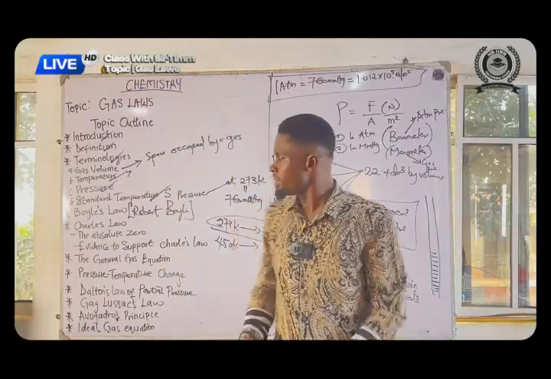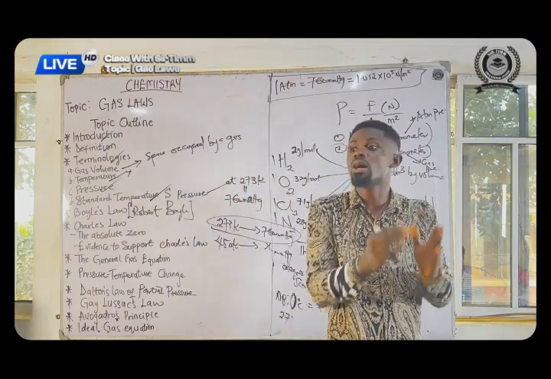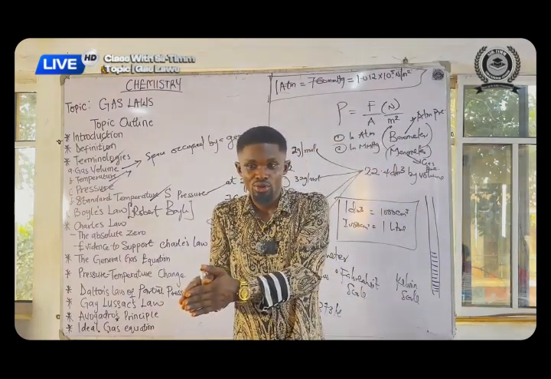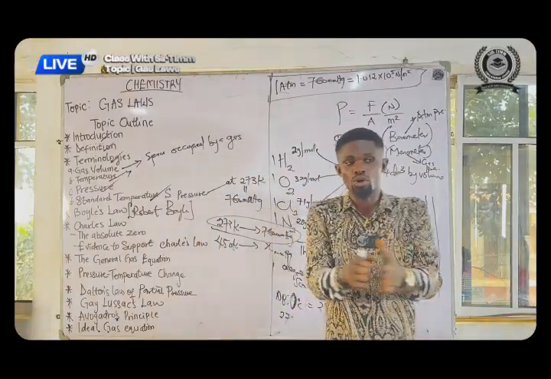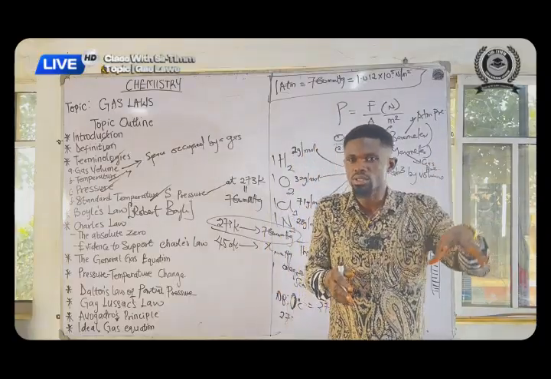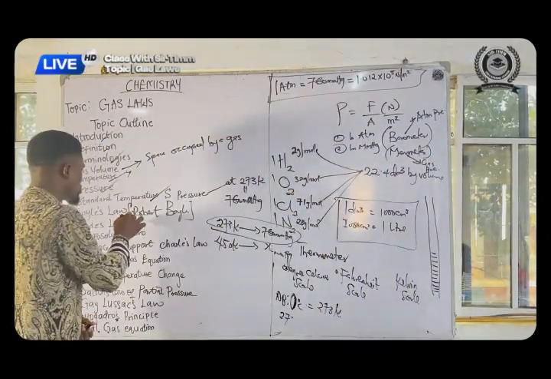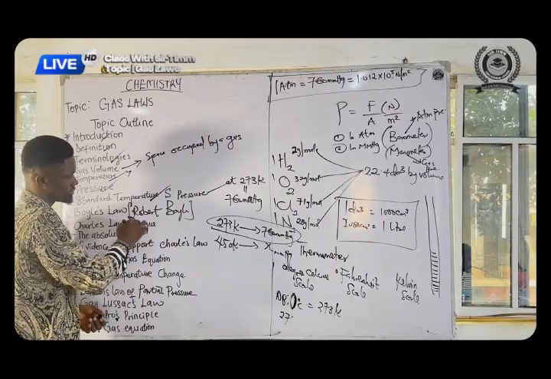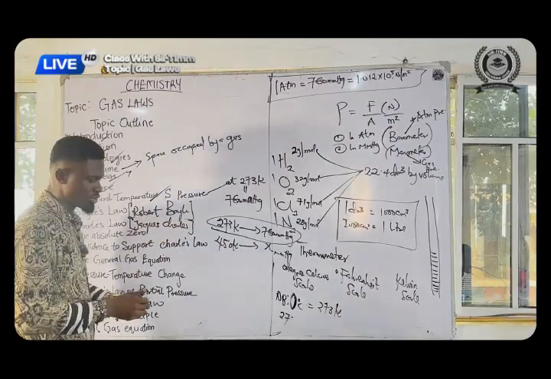Then another person studied the relationship between the volume and the temperature, as far as the pressure remains constant. And that is a man known as Jacques Charles.